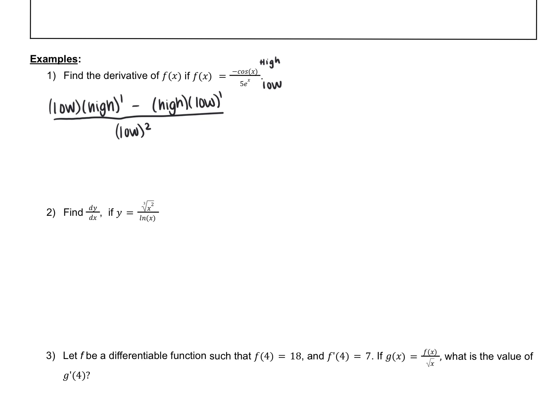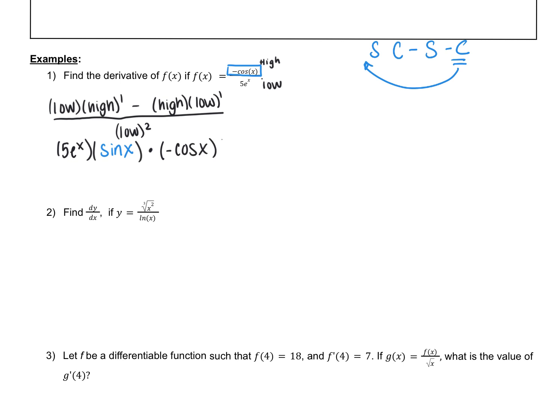So the low literally means that we're going to replace it with the low. So what is the bottom one? 5e to the x. So 5e to the x. And then we're going to multiply that by d high. So d high means look at the high and take the derivative. So we've got sine, cos, negative sine, negative cos. So I need to take the derivative of negative cos. So I look around and it's sine. So sine of x.